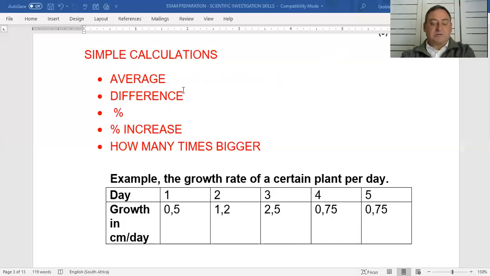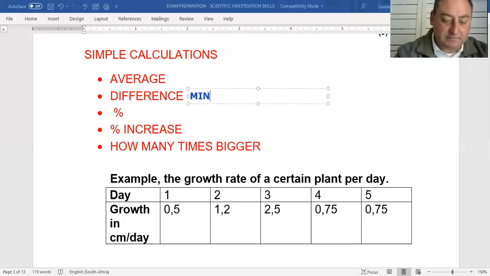But what about difference? Difference, they like to ask in the exams, what is the difference between this and that? Then you simply do what? You minus. Difference, you know, means minus. You simply subtract the two things from one another.